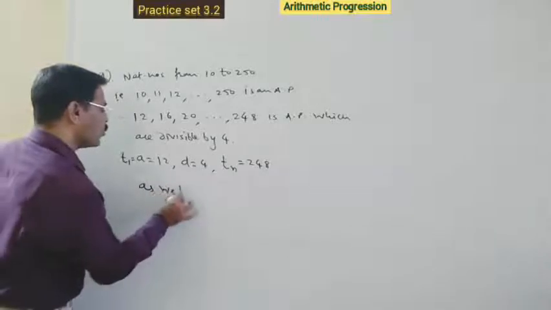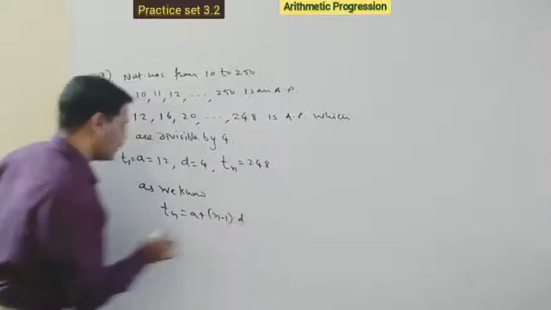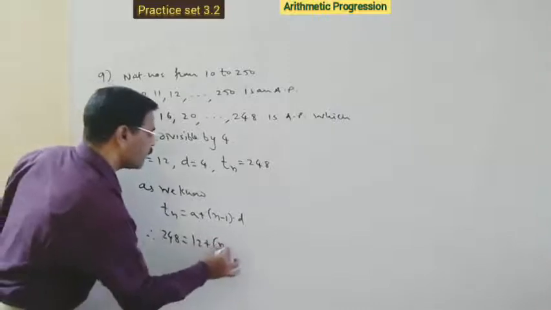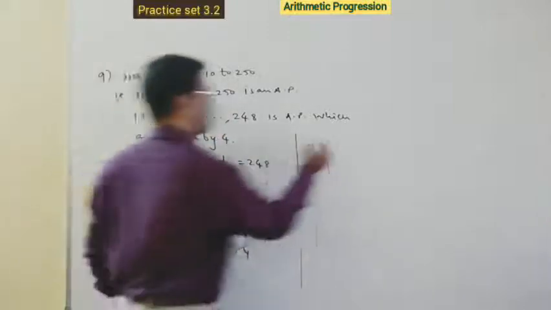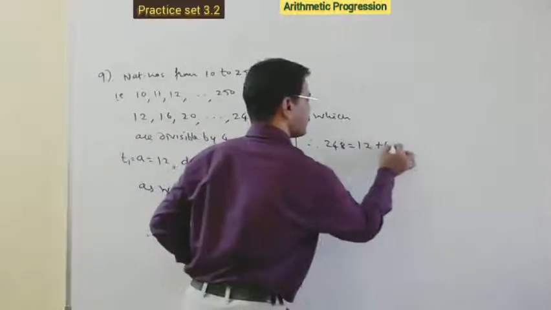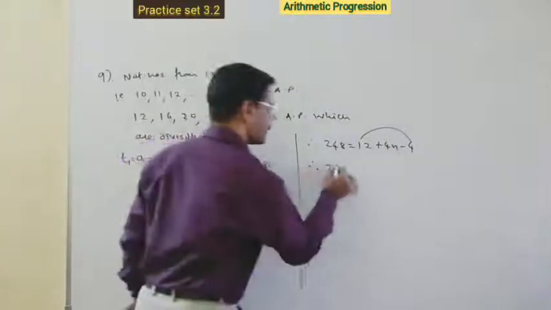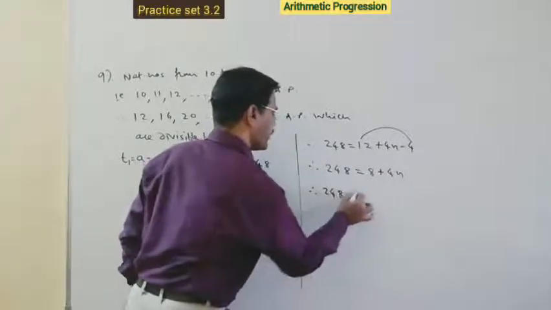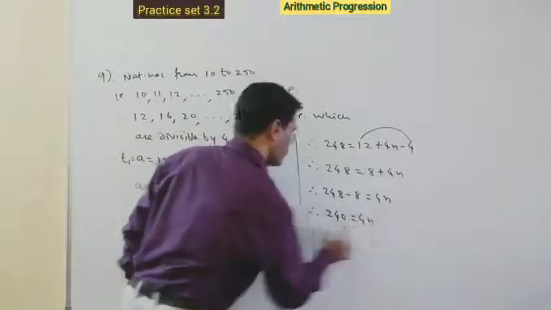Again, as we know, the formula Tn is equal to a plus (n minus 1) d. Put here 248 for Tn, 12 for a, plus n, that one we don't know, and d is 4. Now just try to simplify. What do we get here? 248 is equal to 12 plus 4n minus 4. So here it is 12 minus 4, 8, and this 4n keep as it is. So 248 minus 8 is equal to 4n. 240 is equal to 4n.